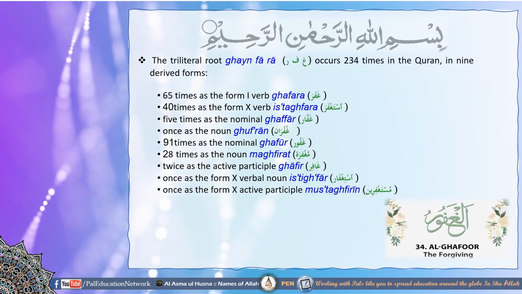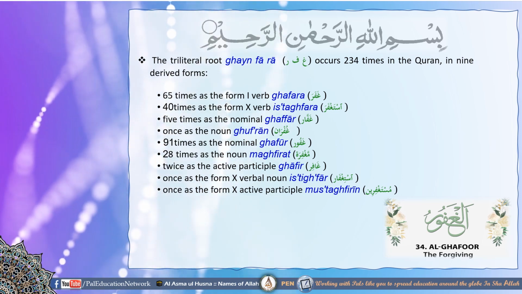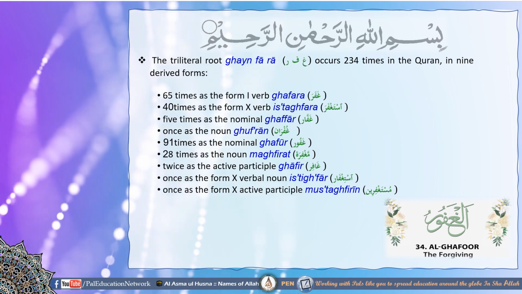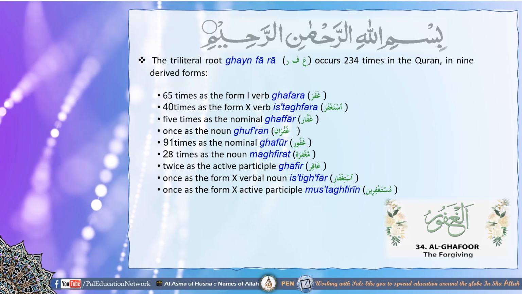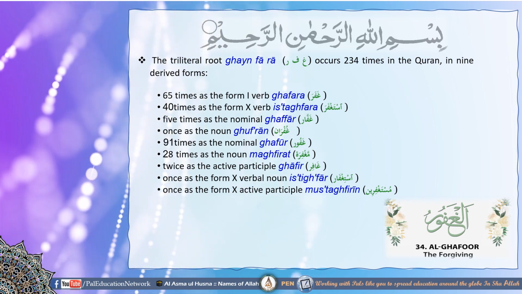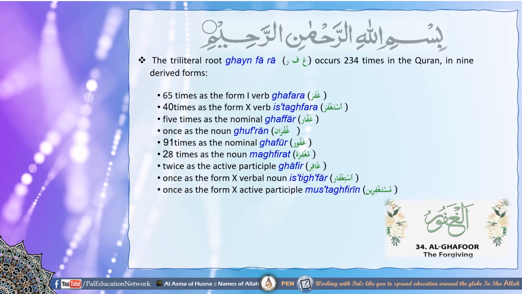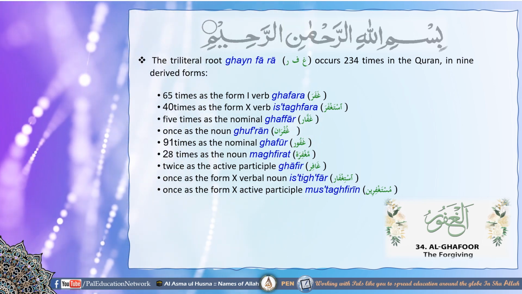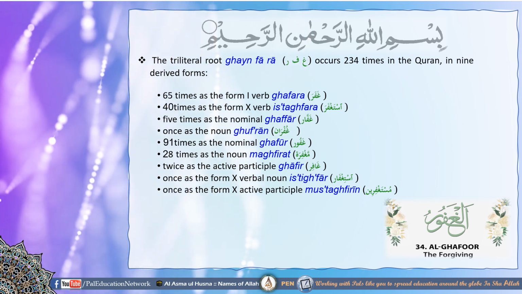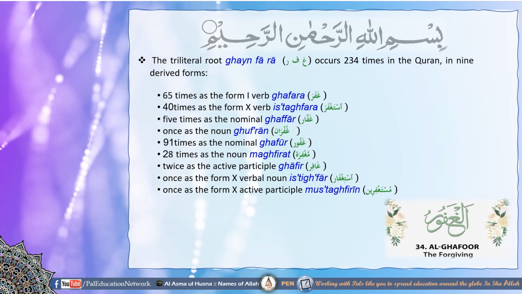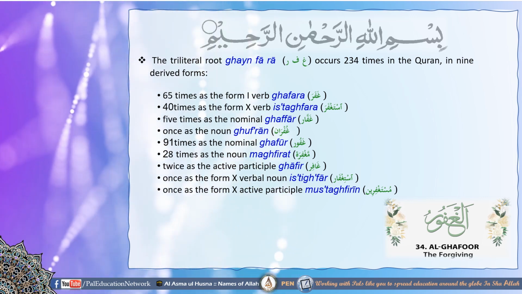This word comes from the root letters ghain fa ra, and it occurs almost 234 times in the Quran. You might have heard some very common statements with this root word. Can anybody give me a word which is very similar to the family words of Al-Ghafoor? Ghafir. Okay, something drops and it breaks, what do we say? Maghfira, excellent. Somebody passes away, we talk about maghfira, and then we have something that we say very commonly, which is astaghfirullah.